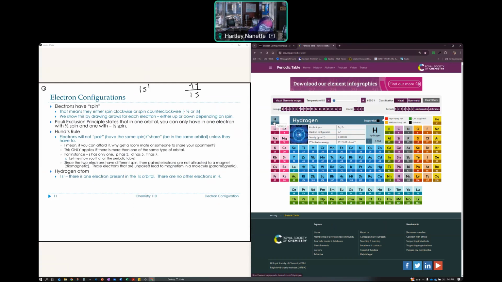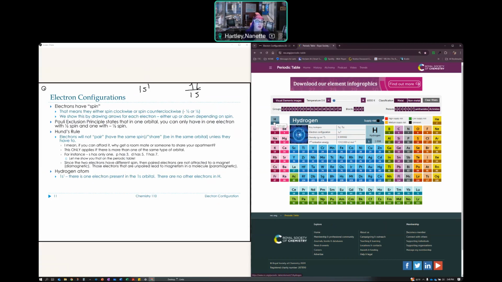And that's what I was talking about before. It's going to have to be 1 down. Convention says that we draw the up one first. It's really just so that we always do it the same way. It's not necessary to do it that way, but that's just how we do it. It again is a convention. We show this by drawing the arrows for each electron, either up or down, depending on their spin.